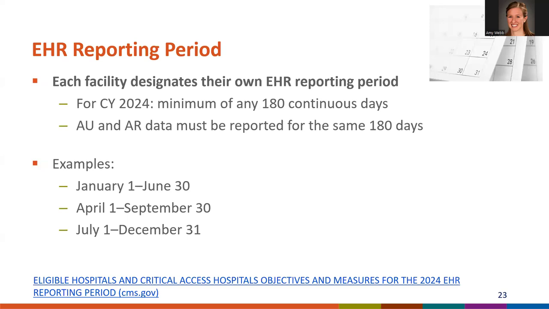So for 2024, that's a minimum of any 180 continuous days. And it's important to remember that AU and AR data must be reported for the same 180 days. So just some examples of the 180 days could be anything, January 1st through June, April 1st through September, July through December. So it can really be any 180 continuous days set by your facility.